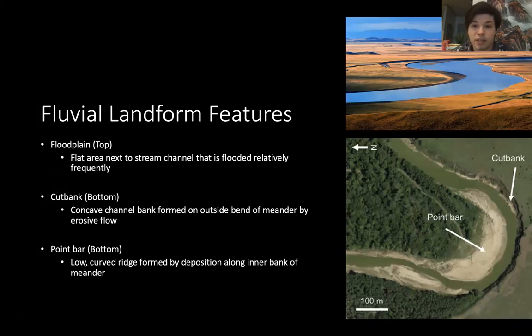So you can imagine in that picture that if you had a big rainfall come in, a lot of the area around would become flooded. And then these two very important features, cut banks and point bars, you can see in the bottom here.